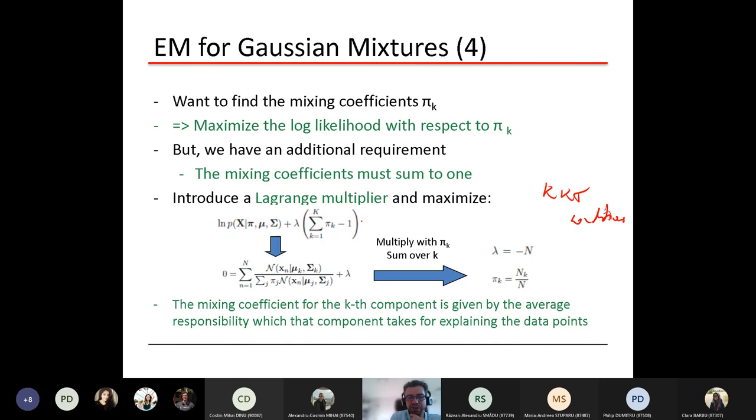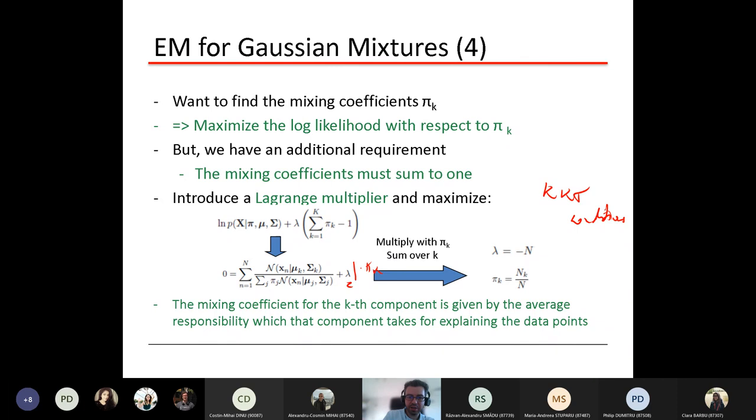Now we compute the derivative with respect to each individual pi_k, like pi_1, pi_2, up to the last one. And for each value we get something like this. First we need to compute the value for lambda, because otherwise we cannot compute the value for pi_k. Each of these values we multiply with pi_k, first with pi_1, then with pi_2, and so on. Actually, we're going to get something pretty interesting after multiplying and summing up.